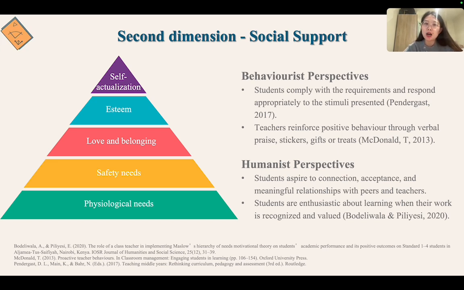Moreover, social support also reflects a key idea in humanist theory. Adolescents seek connection, acceptance, and meaningful relationships with peers and teachers. So they are more willing to be recognized and valued. They will become more enthusiastic. Students' emotional and psychological needs mean that teachers should create a positive and inclusive environment where every student's effort is well acknowledged and where mutual respect and care are fostered.